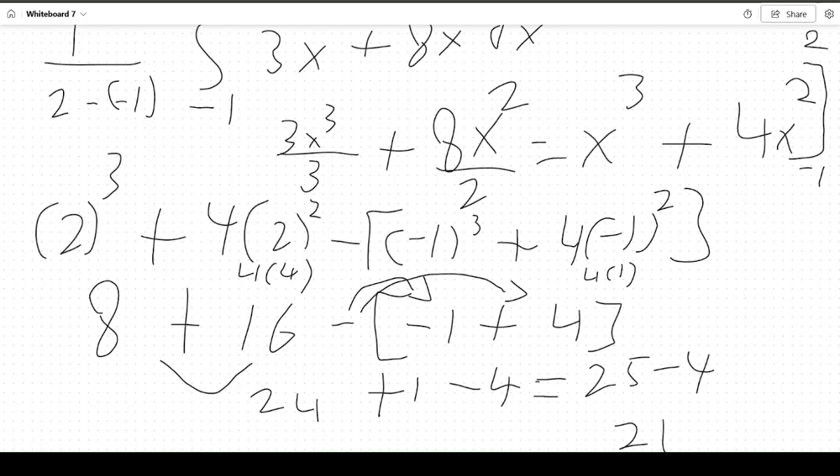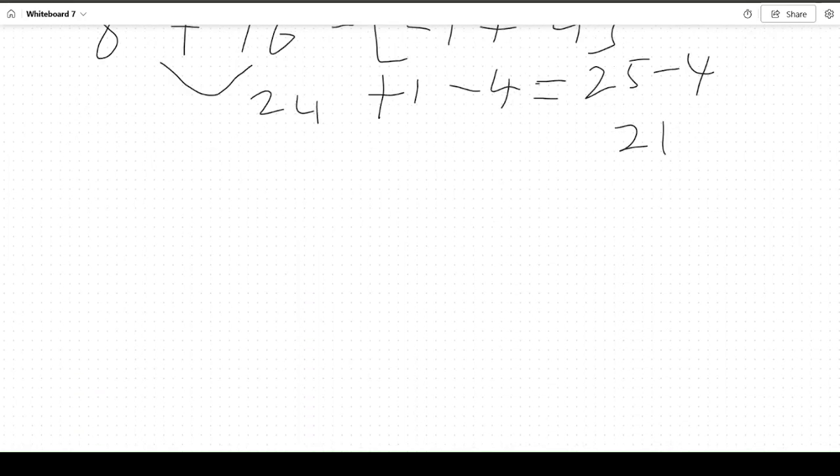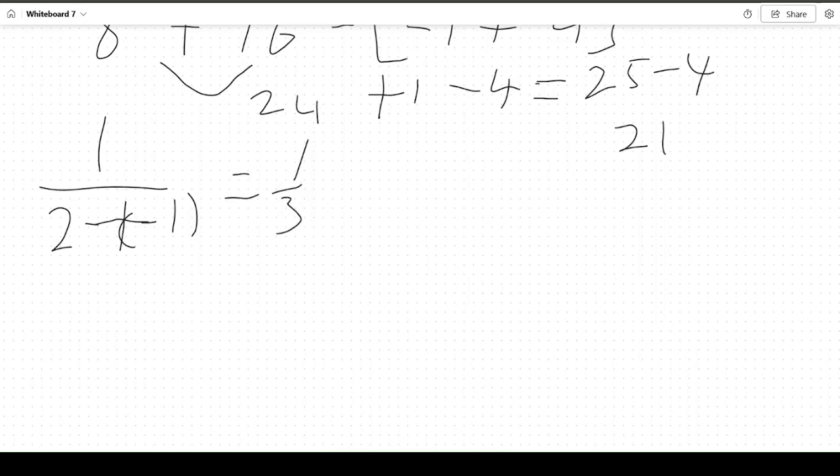We're still not finished because we had to multiply by the average value factor that we have. So our average value is 1 over 2 minus -1. And this becomes positive, so it will be 1 over 3. 21 times 1 over 3 is 7. And this is our final answer. This is the average value of the function.